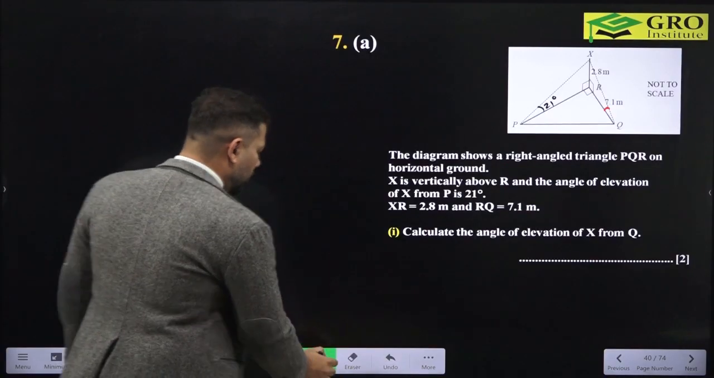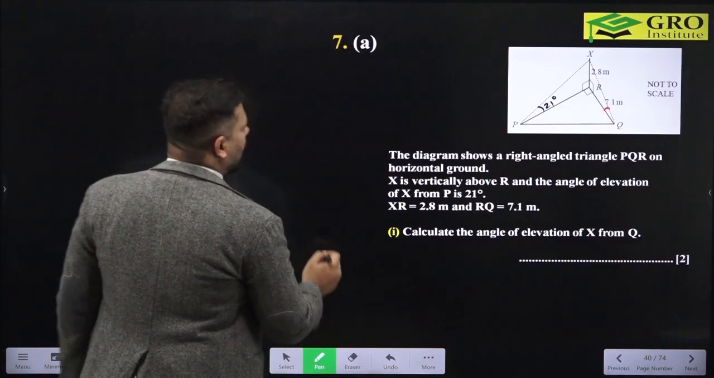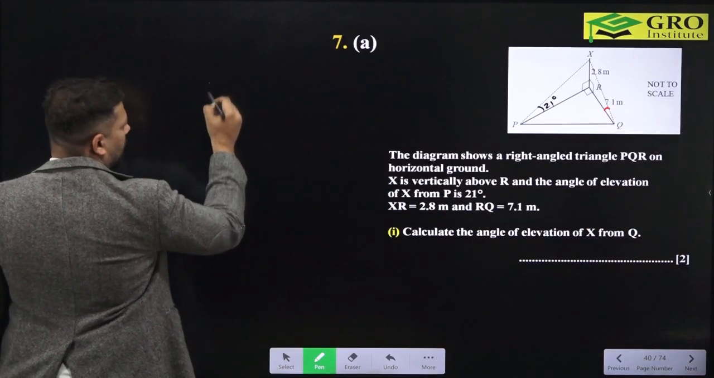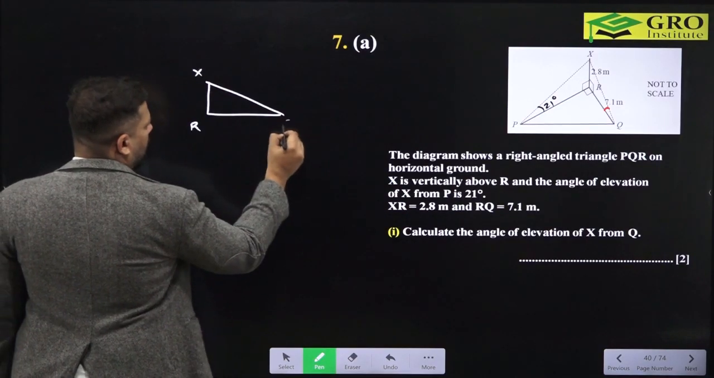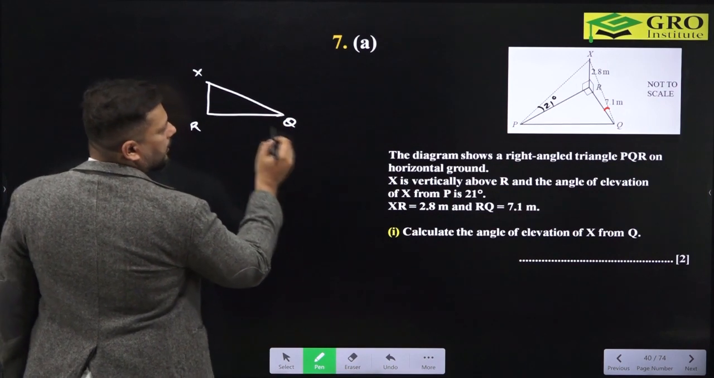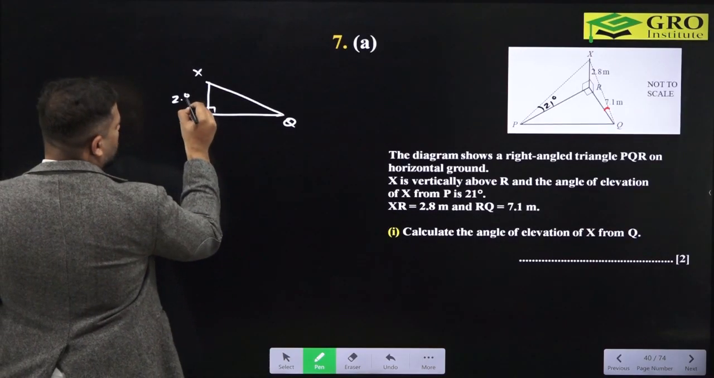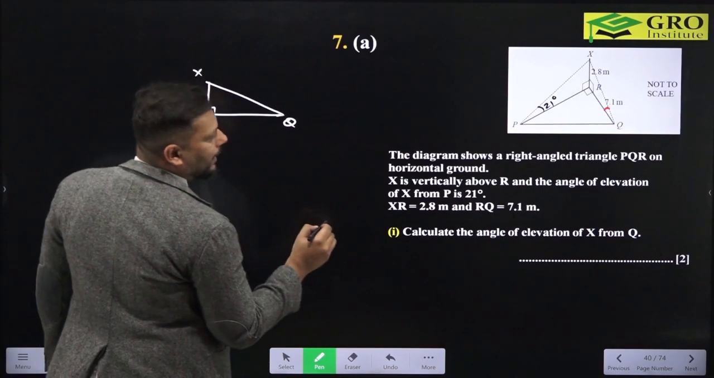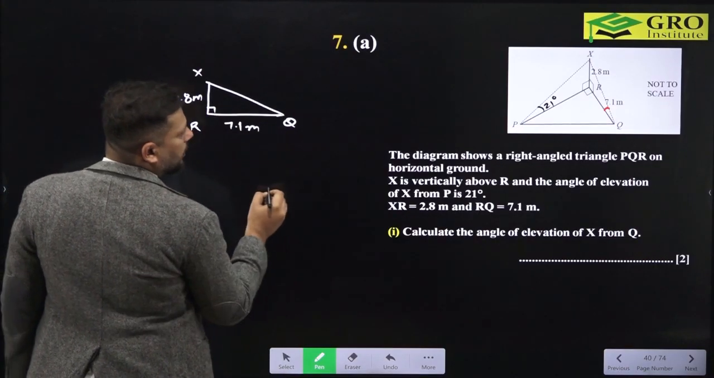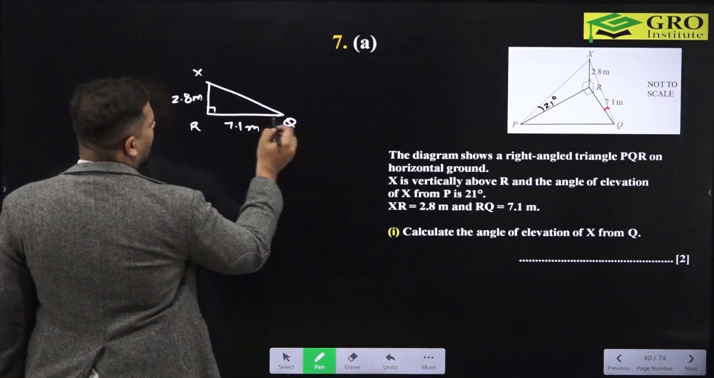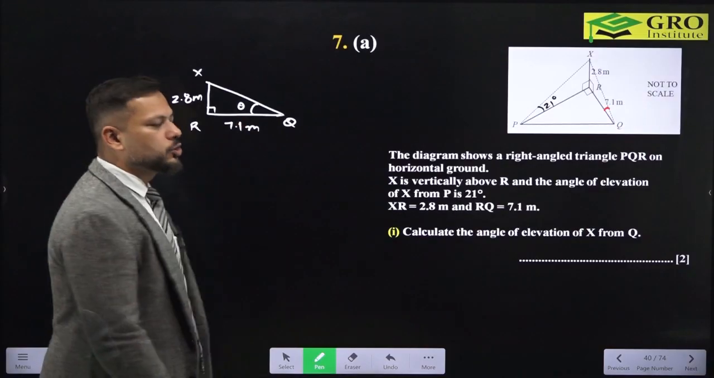Okay, guys. So for your reference, I am going to make this triangle again. That is triangle XRQ, and let us make it a right triangle. Triangle XRQ is given, and this is 90 degrees for sure, and XR is given to us as 2.8 meters, while RQ is 7.1 meters. We need to find out angle RQX, this elevation. Let us take it as theta.